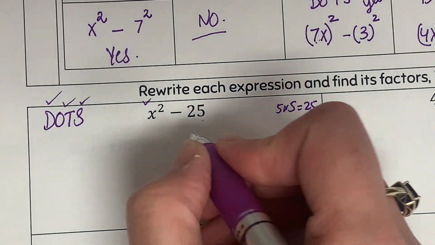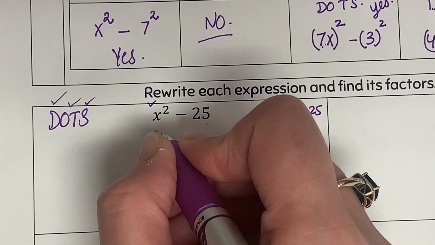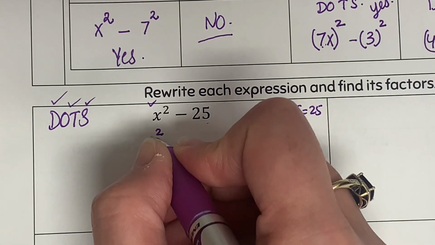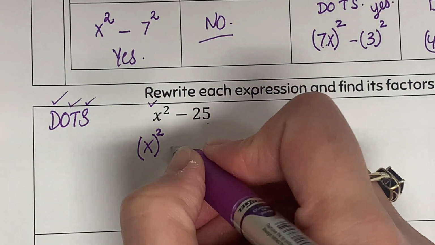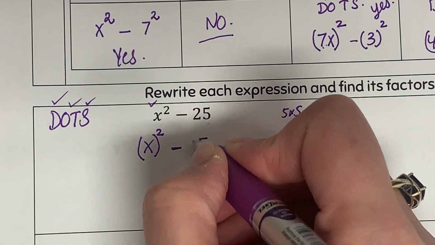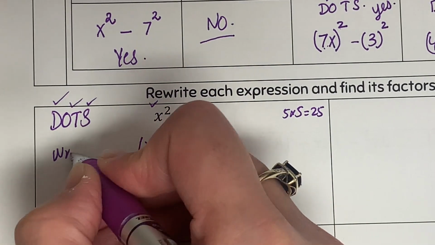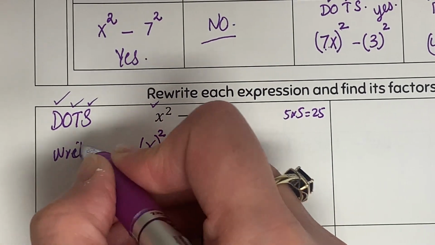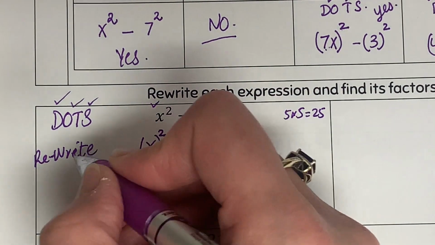So the first thing you do is break it down and write it as perfect squares. So this should be x squared. You may write parentheses around it like this, minus 5 squared. So the first thing you do is rewrite.